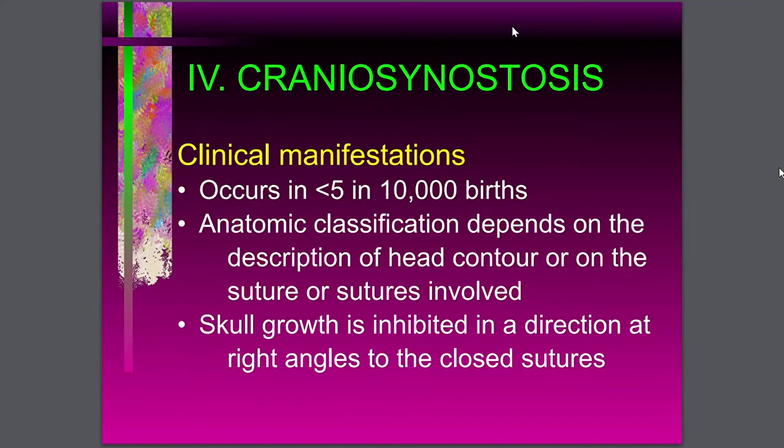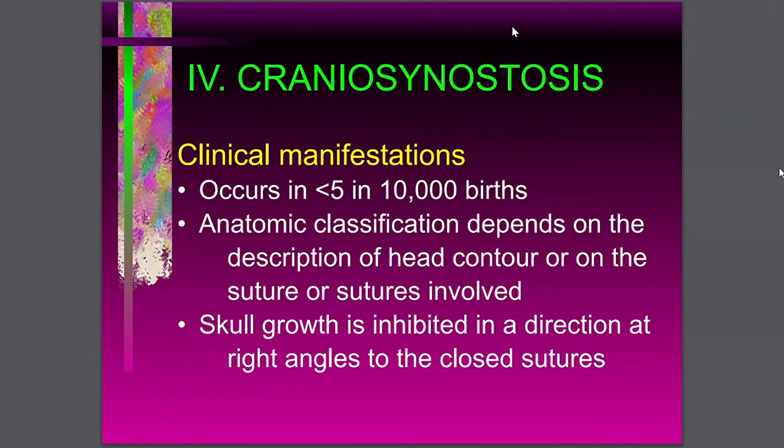so if it is the coronal suture that is closed, we call it coronal craniosynostosis, no? If it is sagittal, ang sa center, so we call it sagittal craniosynostosis. If it is the lambdoid suture that closed, we call it lambdoidal craniosynostosis, no? So it depends on what suture has closed, no? So the growth of the skull is inhibited in a direction at right angles to the closed sutures.